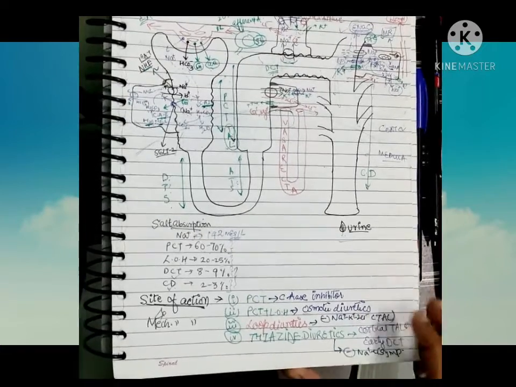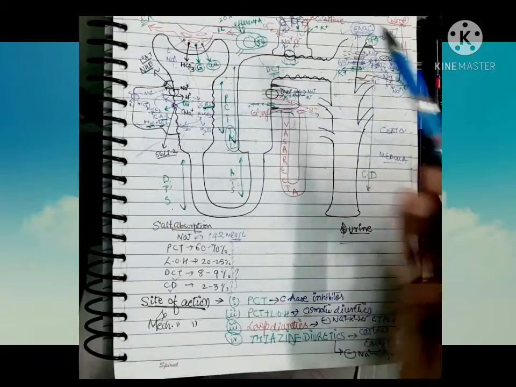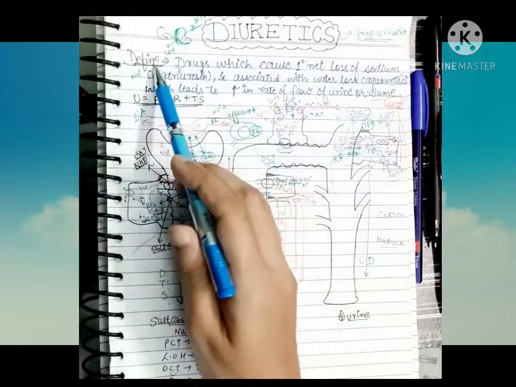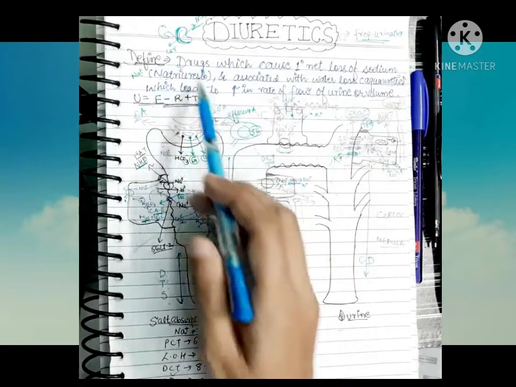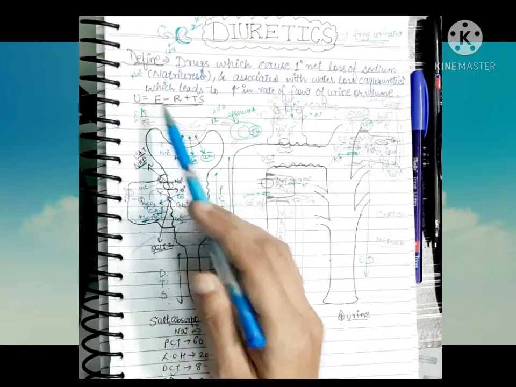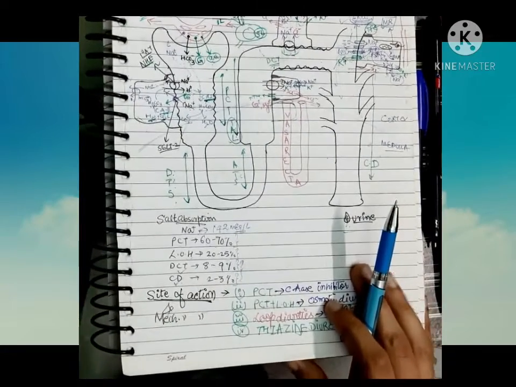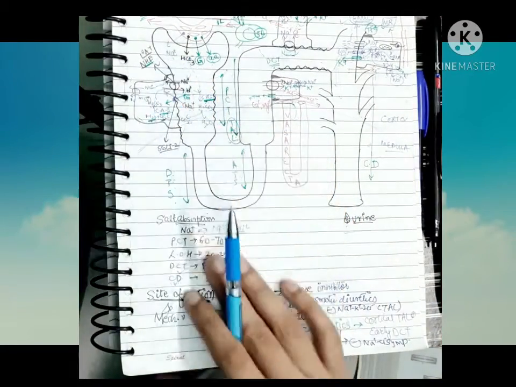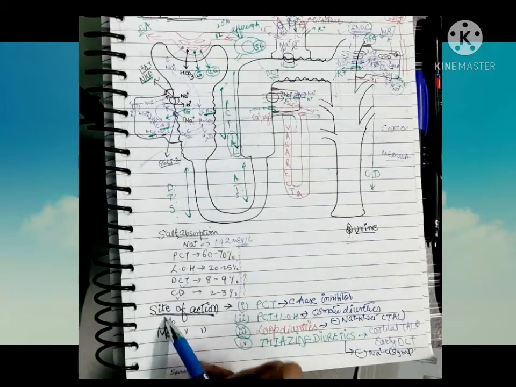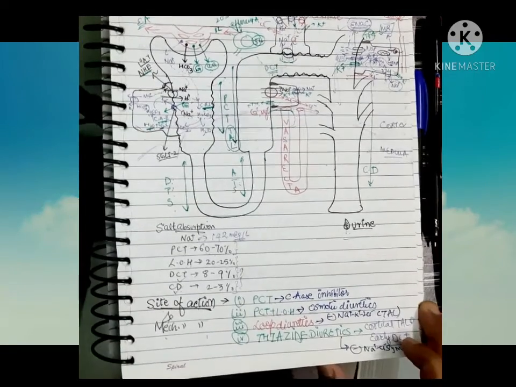And then the site and mechanism of action. I was talking about the diuretics in a very proper, systematic manner. First I talked about the definition, and after the definition I talked about the urinary physiology, the very basics of urine formation. Then I talked about the various parts of the nephron, PCT, DCT and all. And then the salt reabsorption, then the site of action and mechanism of action. I am talking about the site and mechanism of action.